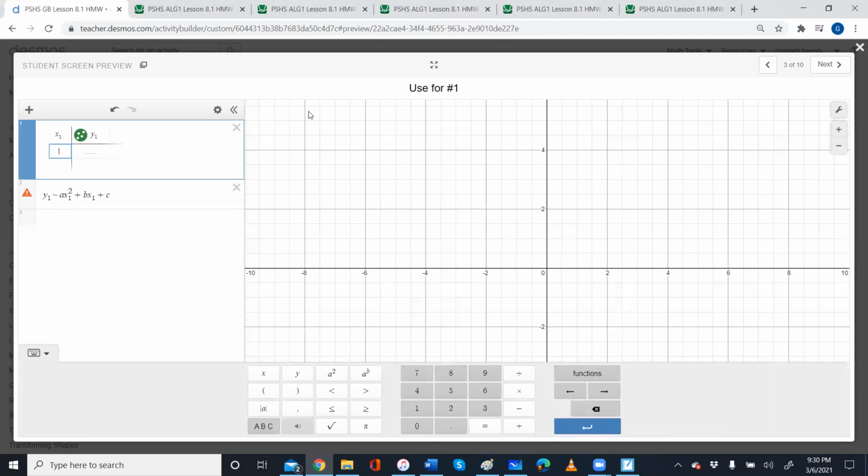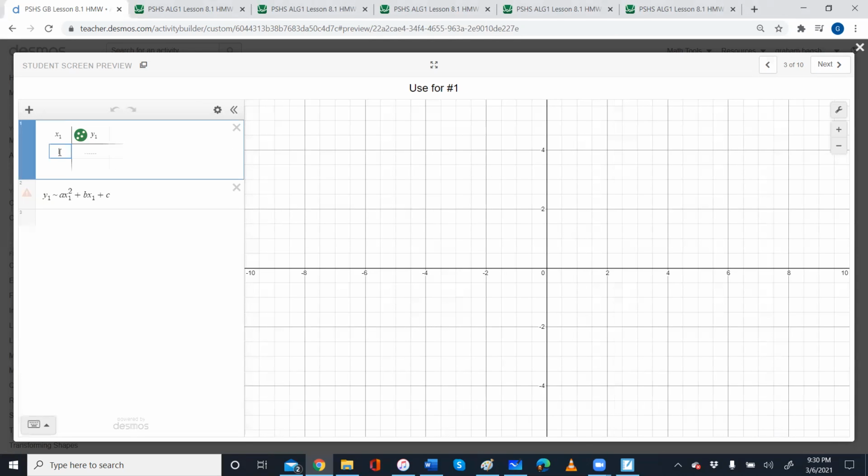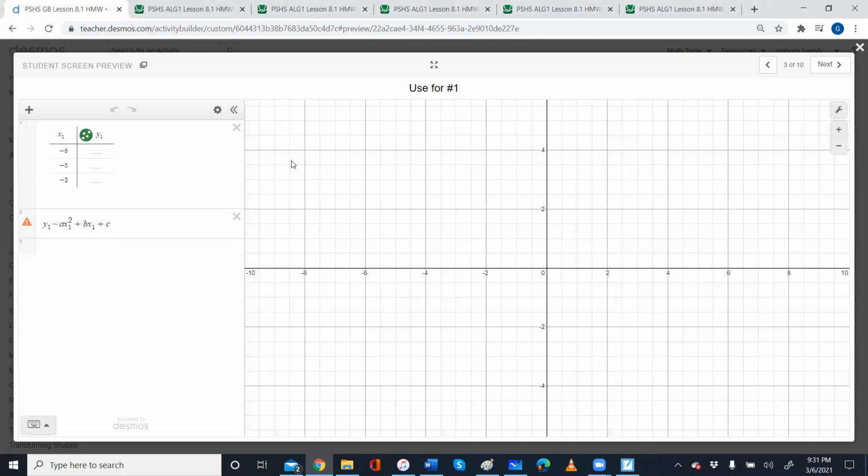Now, the reason it's saying error is because I haven't actually typed in any of the coordinates. But once you do type in some of those coordinates, let's just enter a few. The x's: -8, -5, and -3. And I'll do the same for the y's: 15, 21, 26. Now, you should definitely do all of these. This should be enough for at least it to give us an answer.